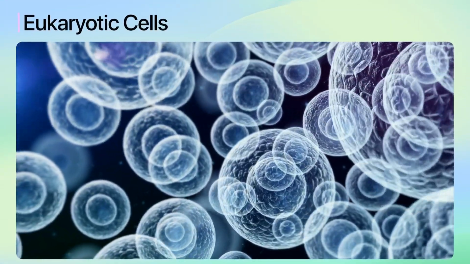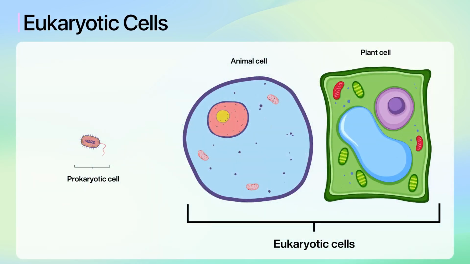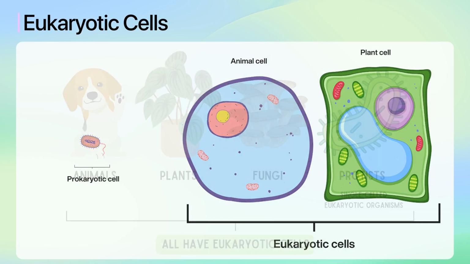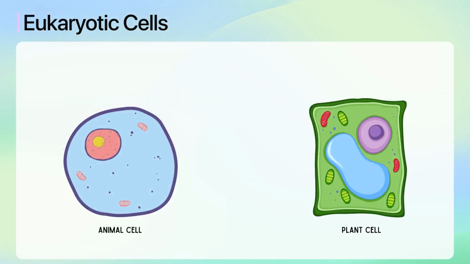Now let's move on to eukaryotic cells. Eukaryotic cells are more complex and larger than prokaryotic cells. Animals, plants, fungi, and protists all have eukaryotic cells. Let's discuss the structures of eukaryotic cells by looking at the organelles found in animal and plant cells and discussing how they differ from those of prokaryotic cells.